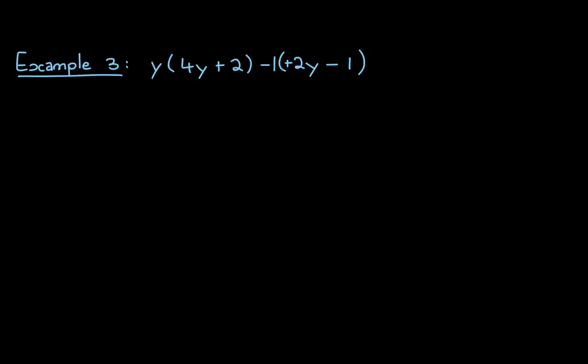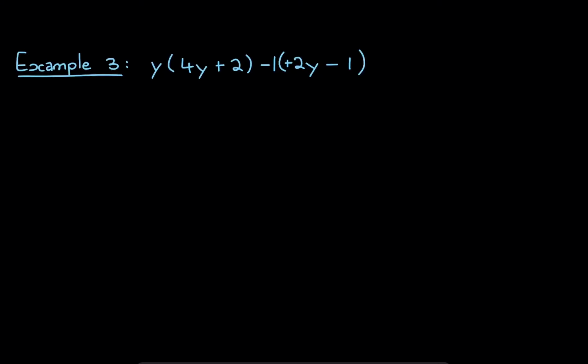In this case, you have y times 4y plus 2 inside brackets and negative 1 basically, and I put the 1 there just for demonstration purposes, and in brackets 2y minus 1, and even the positive before 2y is just for demonstration purposes. As before, we're going to use the monkey method to multiply all of this out.